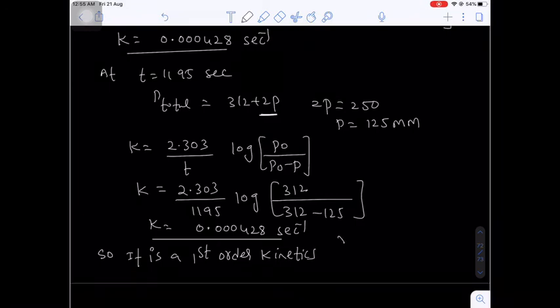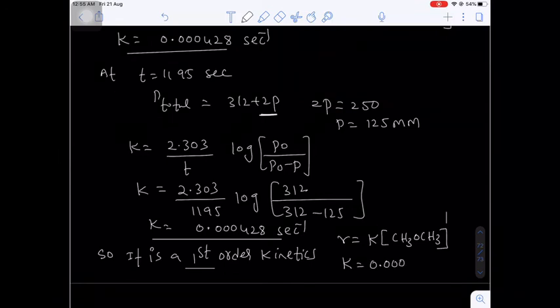And what is the rate expression? Rate expression: R is equal to k into the reactant. What is the reactant? Dimethyl ether. What is the power of the exponent? It will be 1, because it is first order kinetics. And what is the rate constant value? That is 0.000428 per second. Are you getting my point?